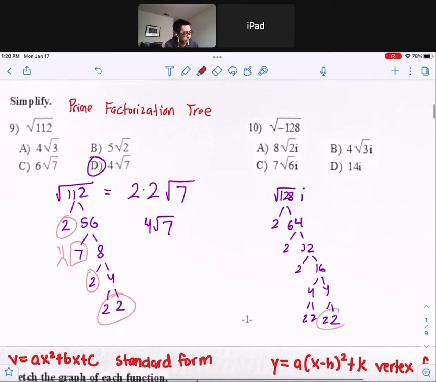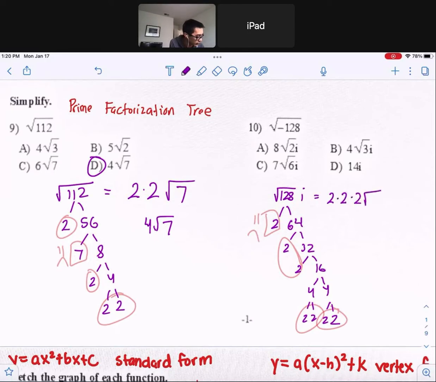Now find your pairs. 1 pair of 2s, 2 pairs of 2s, 3 pairs of 2s, a leftover of a 2. So first pair of 2s, second pair of 2s, third pair of 2s, and the leftover 2, and don't forget the i. 2 times 2 times 2, 8 square root 2 i, which is A.